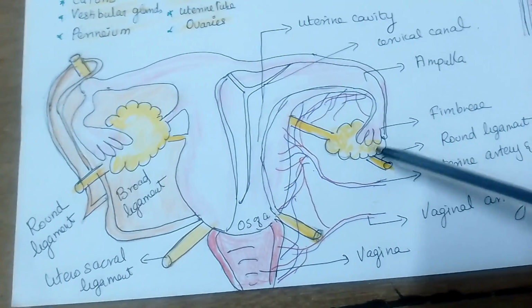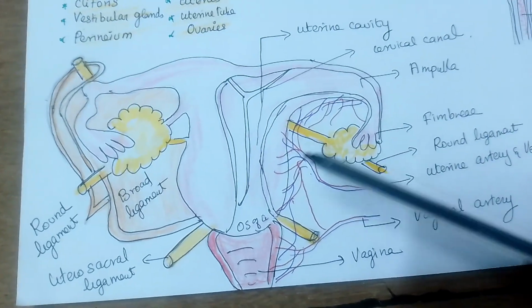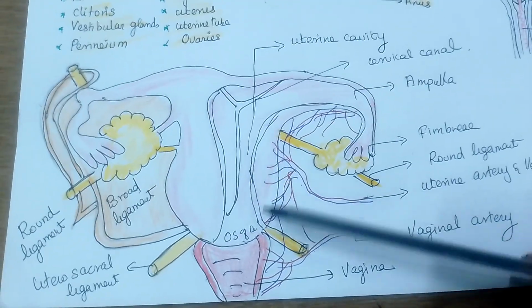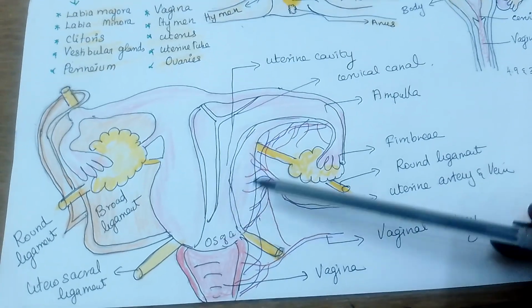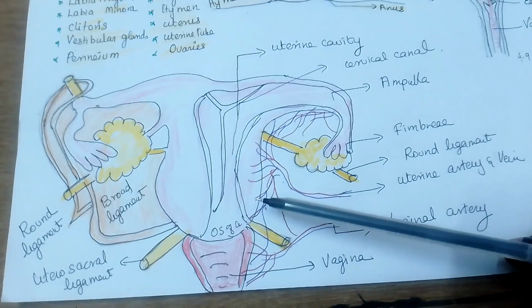This is the wall of the uterus. If you see, there is the perimetrium, myometrium and the endometrium. These are the walls of the uterus. During hormonal changes, menstruation, all these endometrial changes take place.